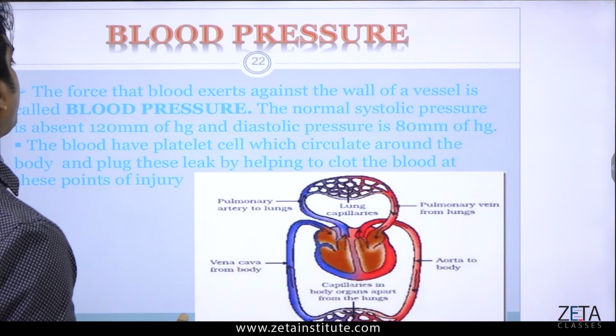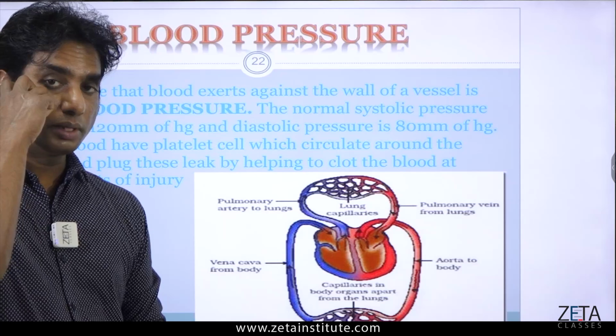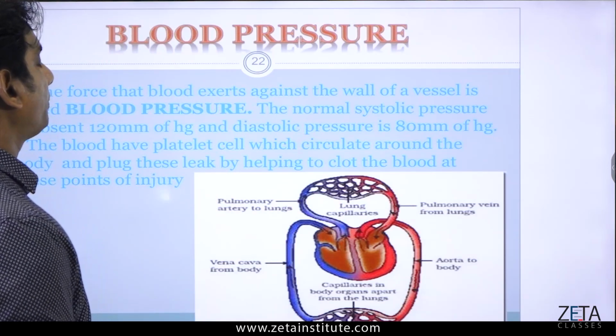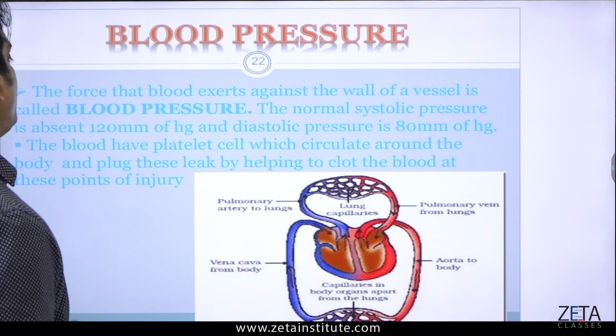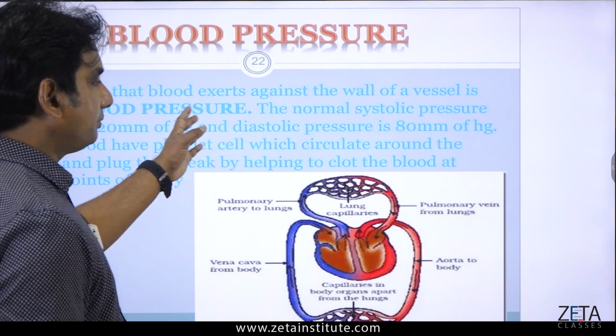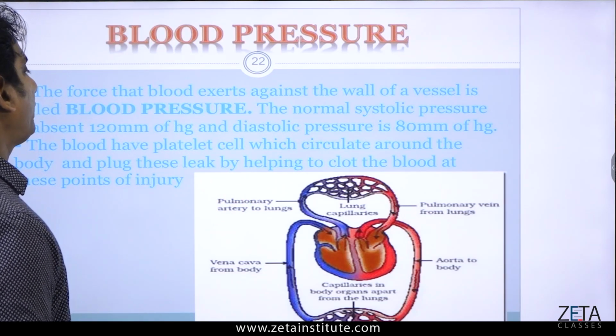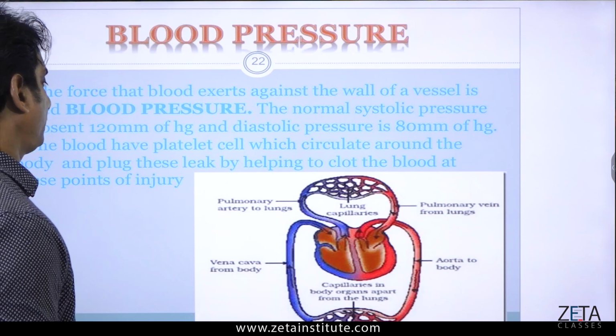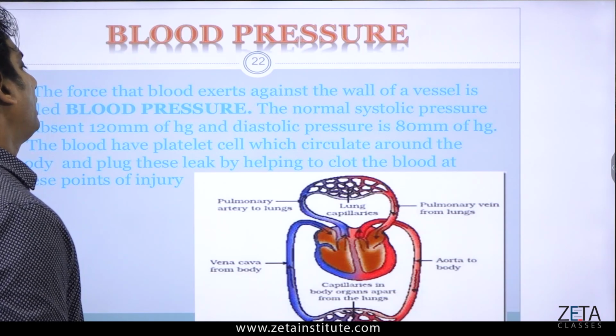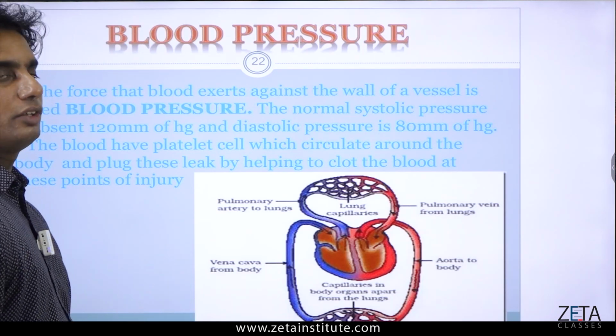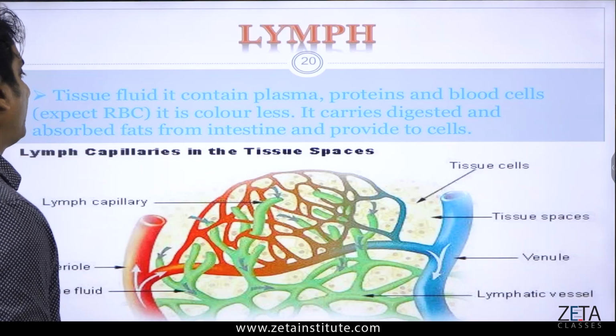Blood pressure is something that we measure: how much blood is exerting pressure against the wall of the vessel. Normal pressure is 120 to 80, systole, diastole, that is again the contraction and relaxation. The blood has platelets which circulate around the body and plug the leaks, helping to clot the blood. So blood clotting is provided by platelets, that's one of the cells.